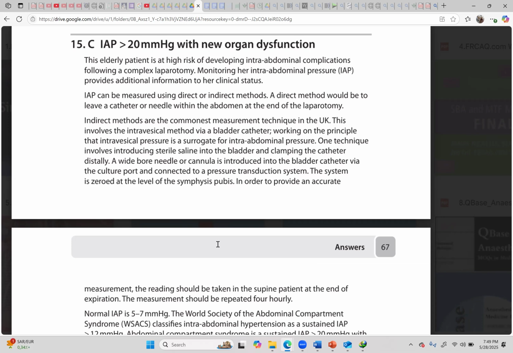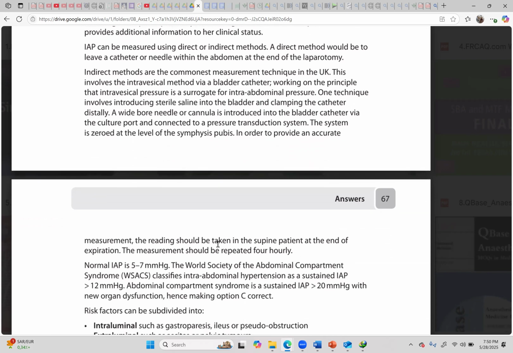So this is something you should be considering. Okay, so they told about this measurement, direct or indirect methods. A direct method would be to leave a catheter or needle within the abdomen at the end of the laparotomy, or indirect through the bladder or even through the stomach. One technique is saline into the bladder and clamping the catheter. A wide bore needle or cannula is introduced into the bladder catheter via the culture port and connected to a pressure transducer system. The pressure is zeroed at the level of the pubic symphysis, and in order to provide an accurate measurement, the reading should be done supine at the end of expiration.